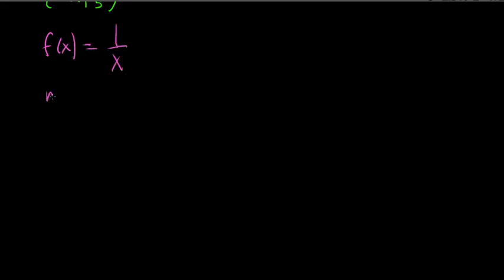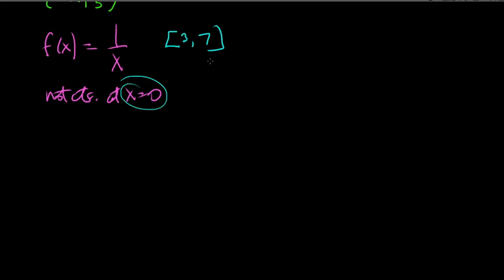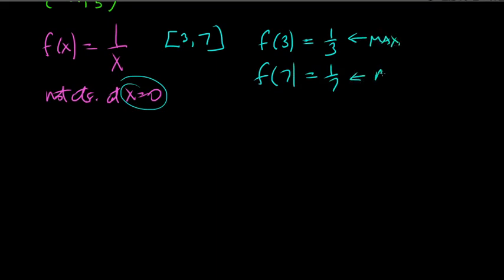Remember 1 over x, this is not continuous at 0, right? But it is continuous everywhere else. So if they give you an interval, let's say from 3 to 7, well, that does not include 0. 0 is less than 3. So this function, even though it's not continuous at 0, it's continuous from 3 to 7. And then you can find the maximum and minimum values there. In fact, we can do it very quickly. We get 1/3 and 1 over 7. So 1/3 is the maximum value, that's the biggest number, and 1/7 is the minimum value. That's the smallest number.